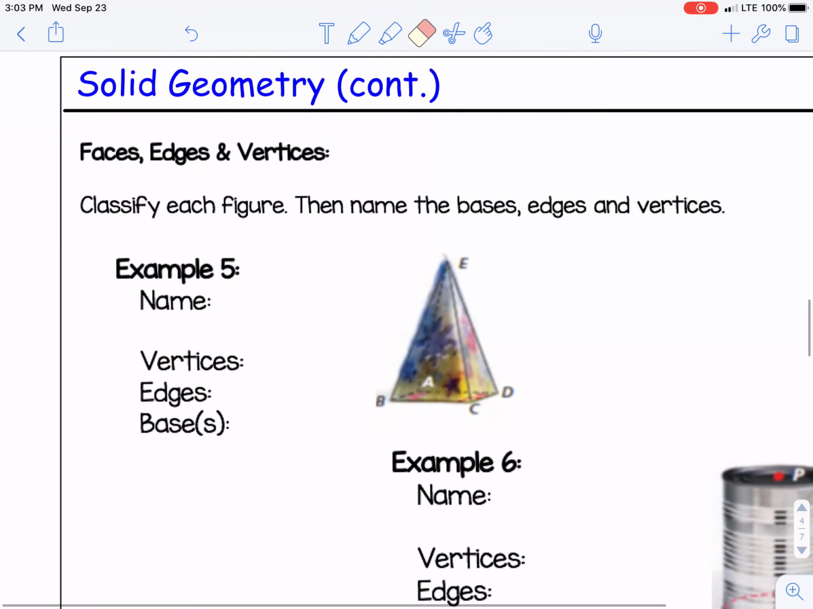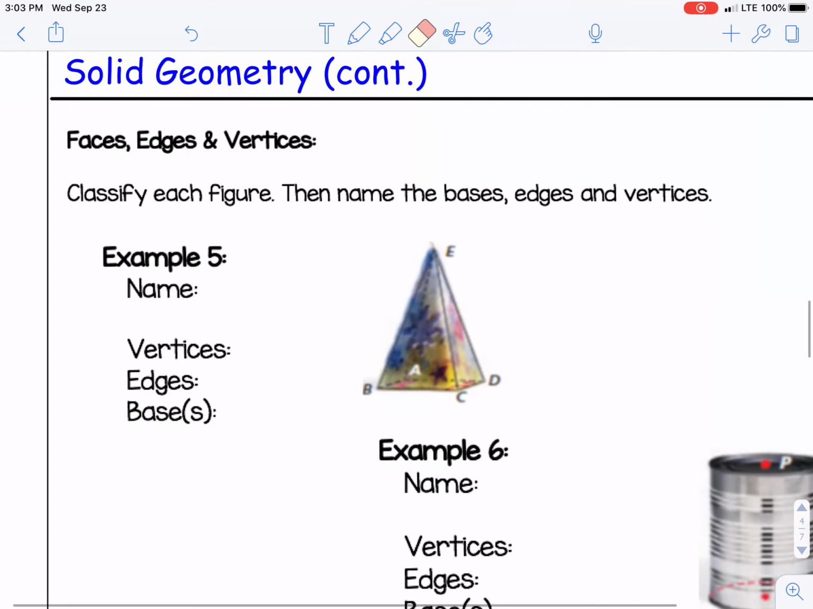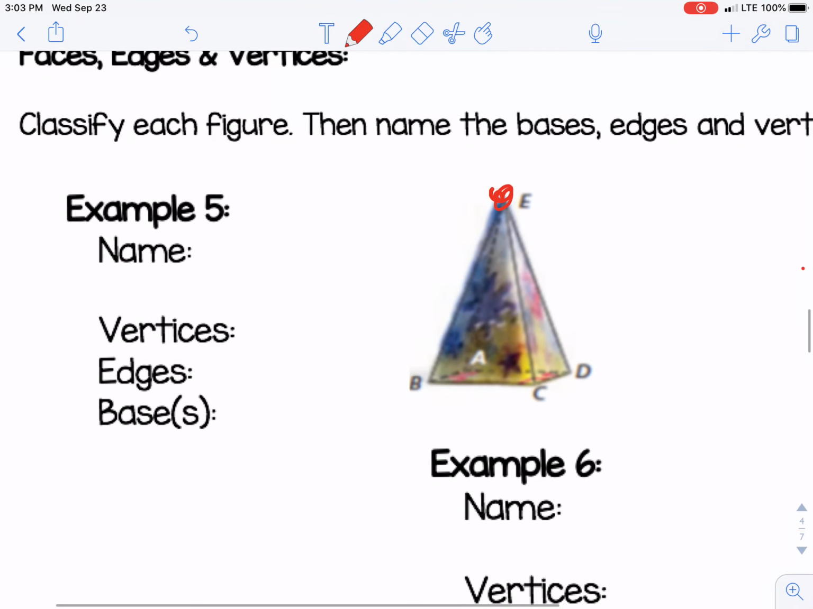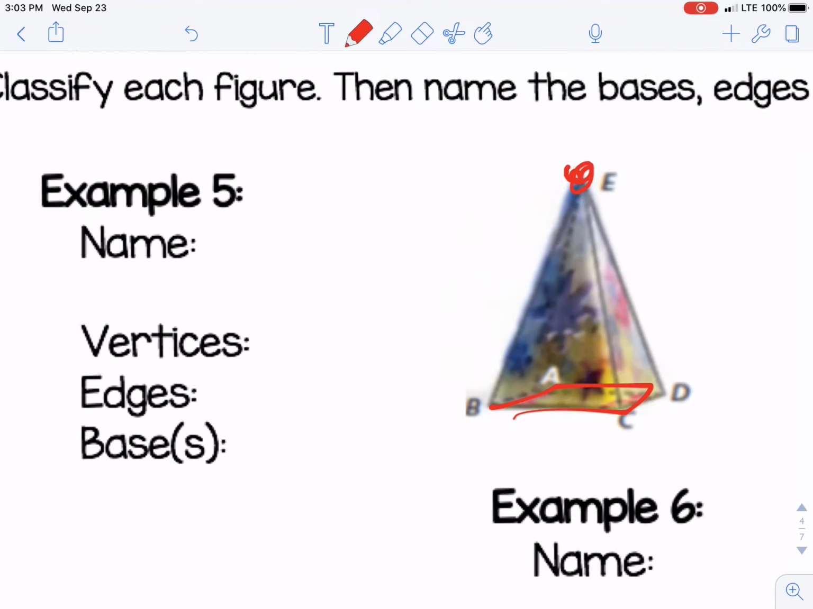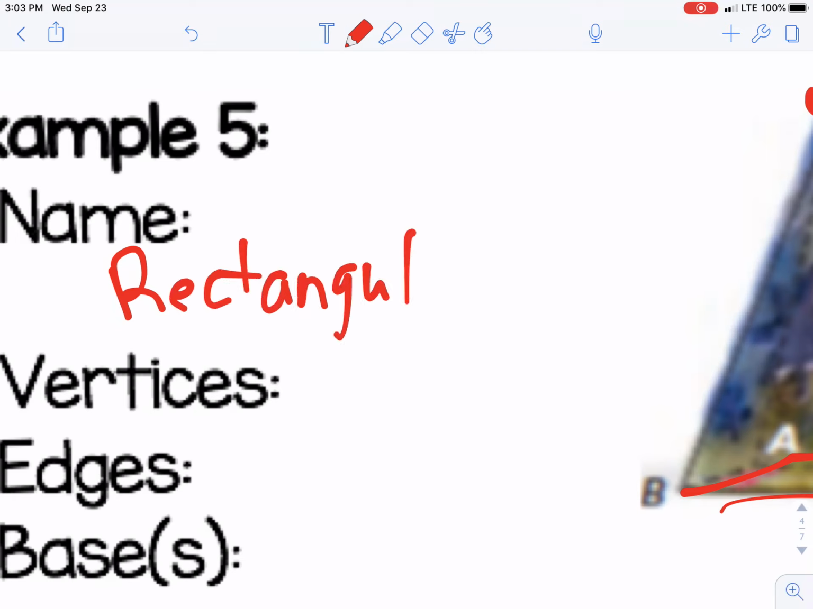All right? So this one's saying classify the name, the bases, the edges, and the vertices. Let's just work backwards. Since they come to a point, that is a pyramid. And it looks like you can call it a square pyramid or a rectangular pyramid. It's hard to tell. So we would call this rectangular pyramid. That's its name.